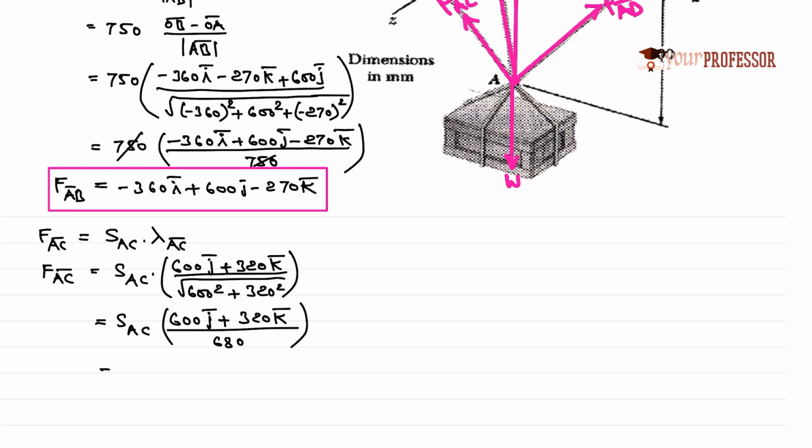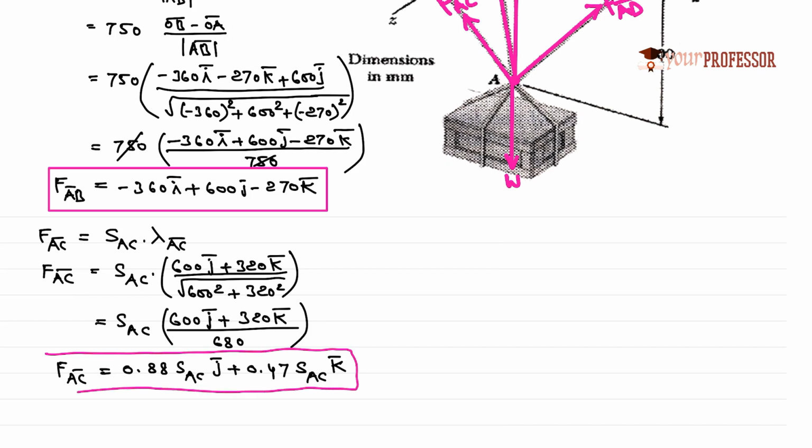Let's simplify further. 600 divided by 680 is nothing but 0.88 SAC J bar, I did multiply even with SAC, plus 320 divided by 680 is nothing but 0.47 multiplied by SAC, is nothing but 0.47 SAC K bar. So this is the value of FAC bar. As we don't know the tensile force along AC, so we have kept it like this. So this is the force vector which is along AC.